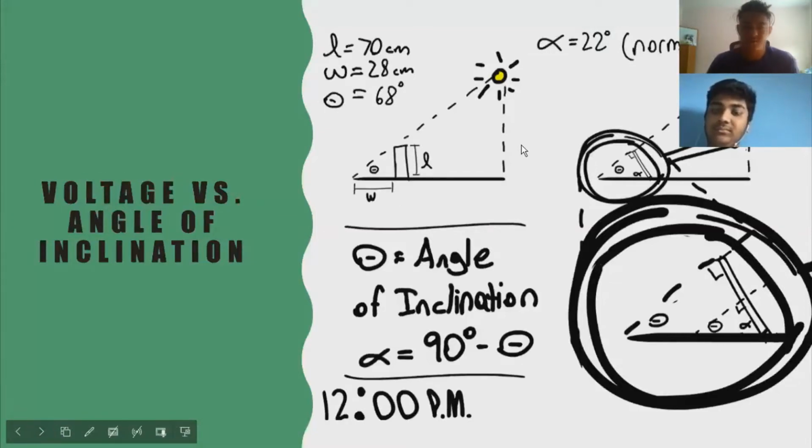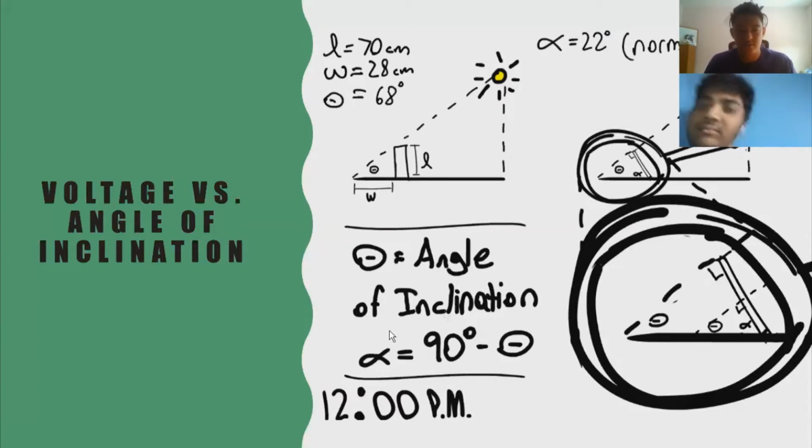So the next lab we actually tried was finding the correlation between voltage and the angle of inclination. So we did this at 12 p.m. and what we had to do first was just find the angle of inclination itself. And the way we did that was we found the object outside, just found its length and the width of its shadow, and just used trigonometry to find that the theta would be 68 degrees.